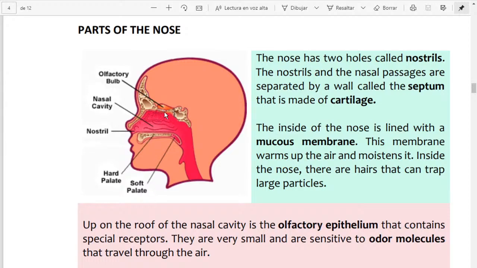This is not the retina. This is called olfactory epithelium or pituitary. They are very small and are sensitive to odor molecules that travel through the air. Okay, so this is what you need to know about the parts of the nose.